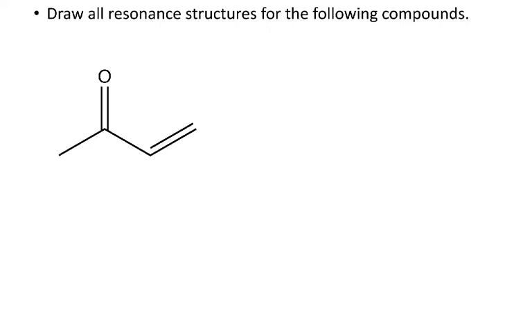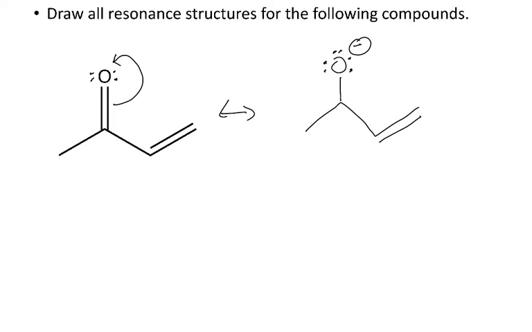All right, let's put our lone pairs in again. So the first pattern I see is the same one that we had last time. I've got 2 atoms connected by a pi bond with different electronegativities, so I can move those electrons up to the oxygen. And that's going to give me that resonance structure.